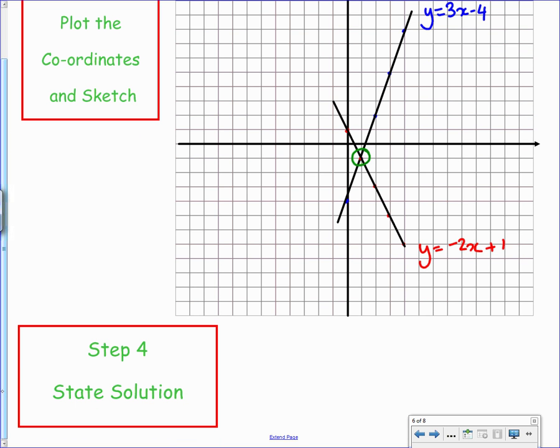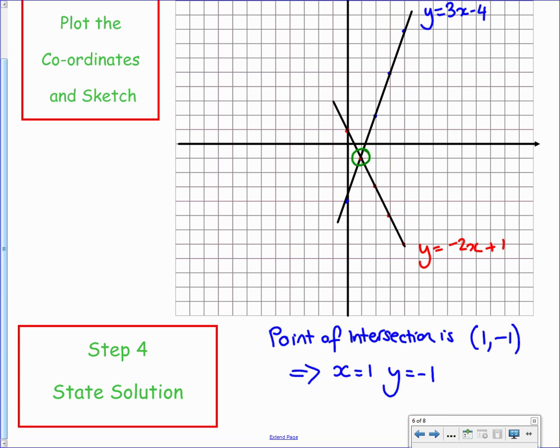Okay, step number 4 is just to finally state our solution. So the solution to this is our point of intersection. So we need to write here the point of intersection is, we'll now look to the diagram. So we see we come along by 1 and down by 1. So we have the coordinate 1, negative 1. That gives us a solution to the simultaneous equations x equals 1 and y equals negative 1. So both of these equations have the same value of x when they have the same value of y.